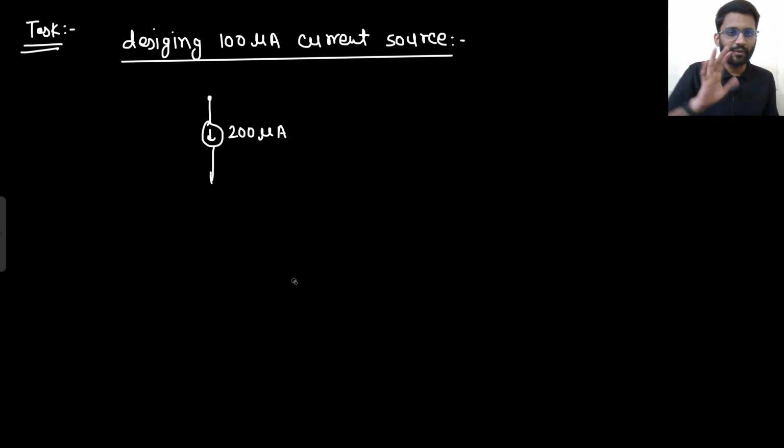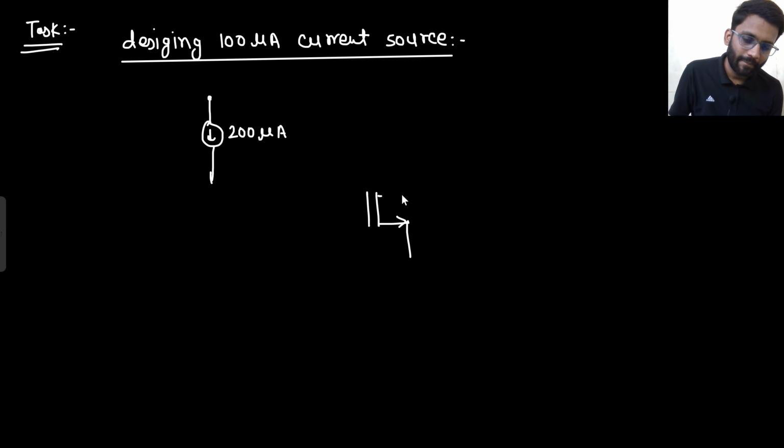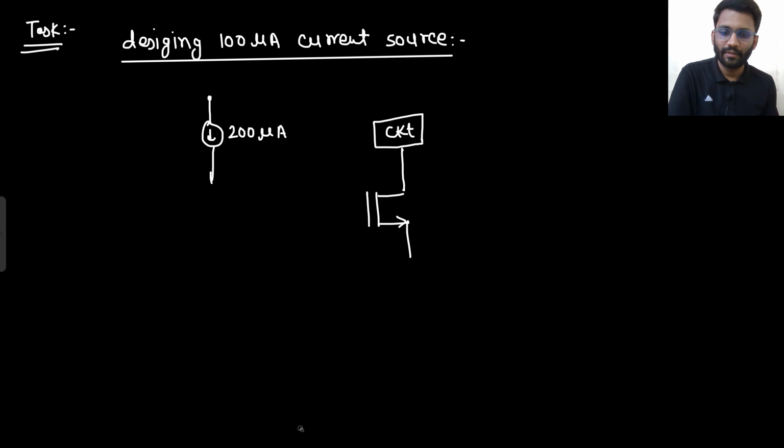Okay, better, I will make a better circuit. Basically, this 200 microampere current should be divided into two parts, and then that current will be copied here. This current will be copied here. And here there will be the MOSFET amplifier. Here that will be the circuit. This current will be copied.